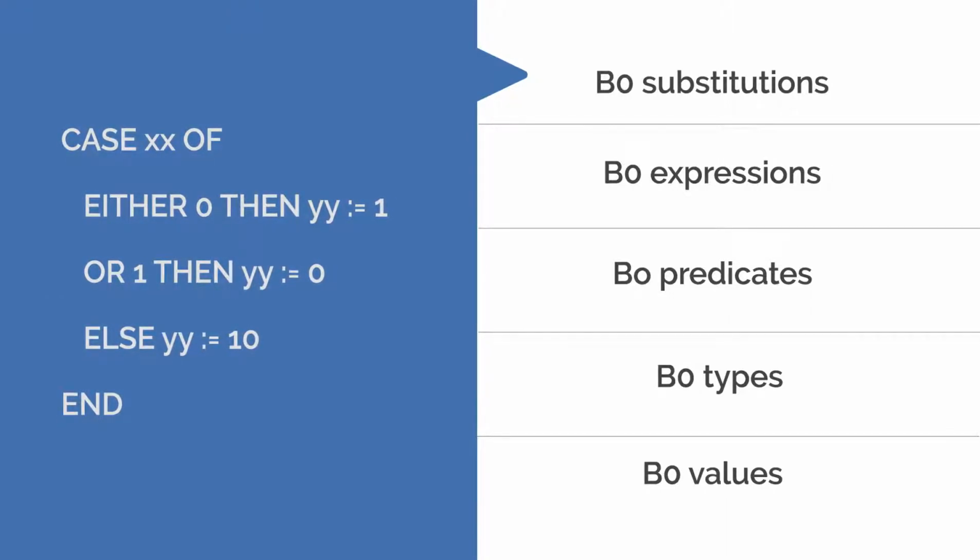In the case substitution, we have here in this example, in which if XX is 0, then YY receives 1. Or if it's 1, then YY receives 0, else YY receives 10. In this command, if the value of XX matches the expression like 0 and 1, then the corresponding command will be executed. Otherwise, if the value of XX at that moment does not match any of the values, then we go to the else branch and YY receives 10.